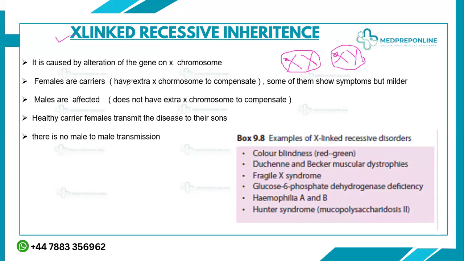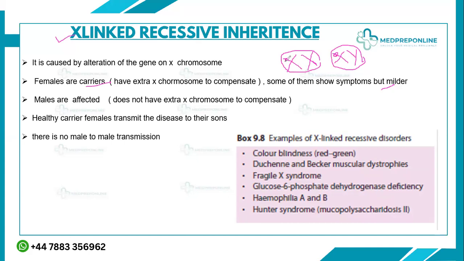It's always like this. So it is caused by alteration of the gene on the X chromosome. Females are carriers, having an extra X chromosome to compensate. Some of them show symptoms, but milder, but mostly they are carriers. Males are affected, they do not have an X chromosome to compensate, so they are affected. Healthy carrier females transmit the disease to their sons. There is no male to male transmission. Why? These two points are very important.